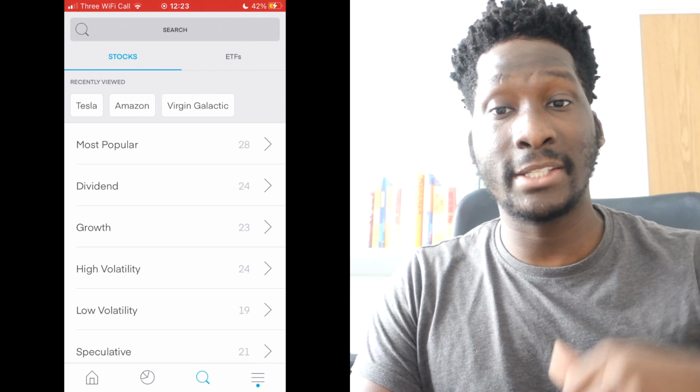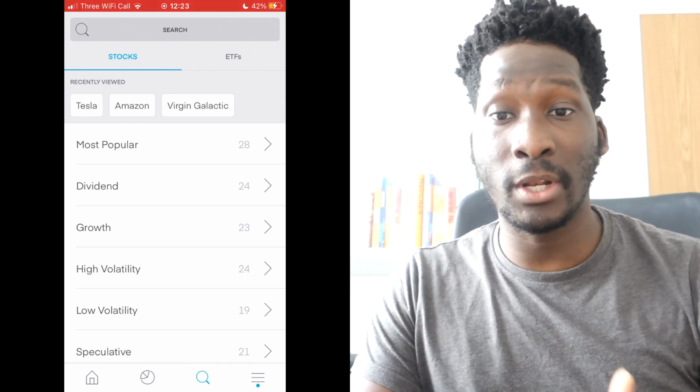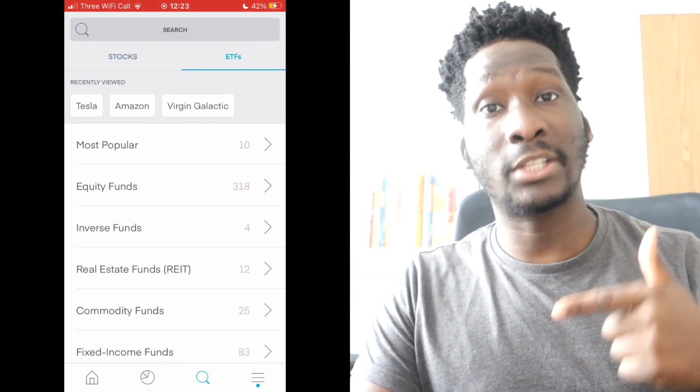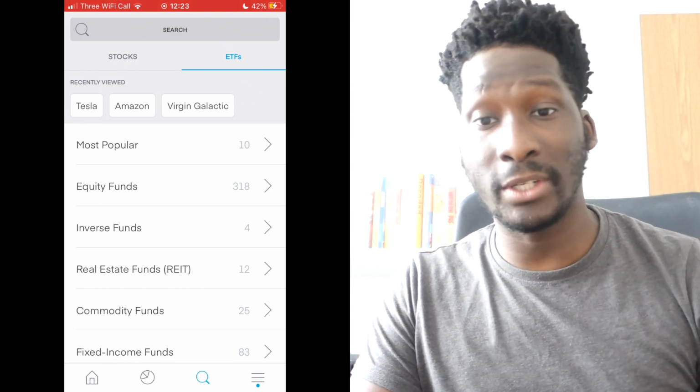What I like about this app is it breaks everything down into different categories, so it makes it easy for you. If you say, look, I'm a big fan of fashion, the automotive industry, or pharmaceuticals, you could simply find stocks based on those criteria. Right here, they've categorized things into most popular, dividend paying stocks, growth stocks, high volatility stocks, and companies that are low volatility. It literally breaks down every single thing for you to make your choices easier.